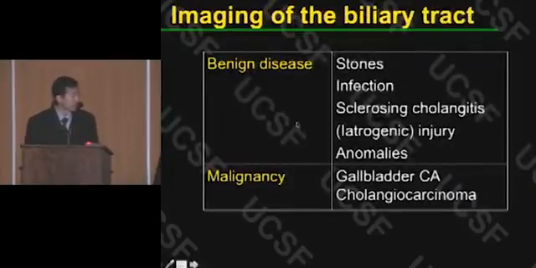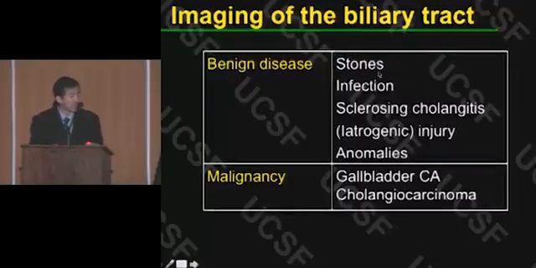So in summary, we've covered the most common benign diseases. Please look for stones even in non-dilated bile ducts. We've also covered various infections. Look for bile duct wall enhancement and fat stranding around the bile ducts themselves, as well as complications. For all of these benign entities, please look for cholangiocarcinomas, which can be a complication.